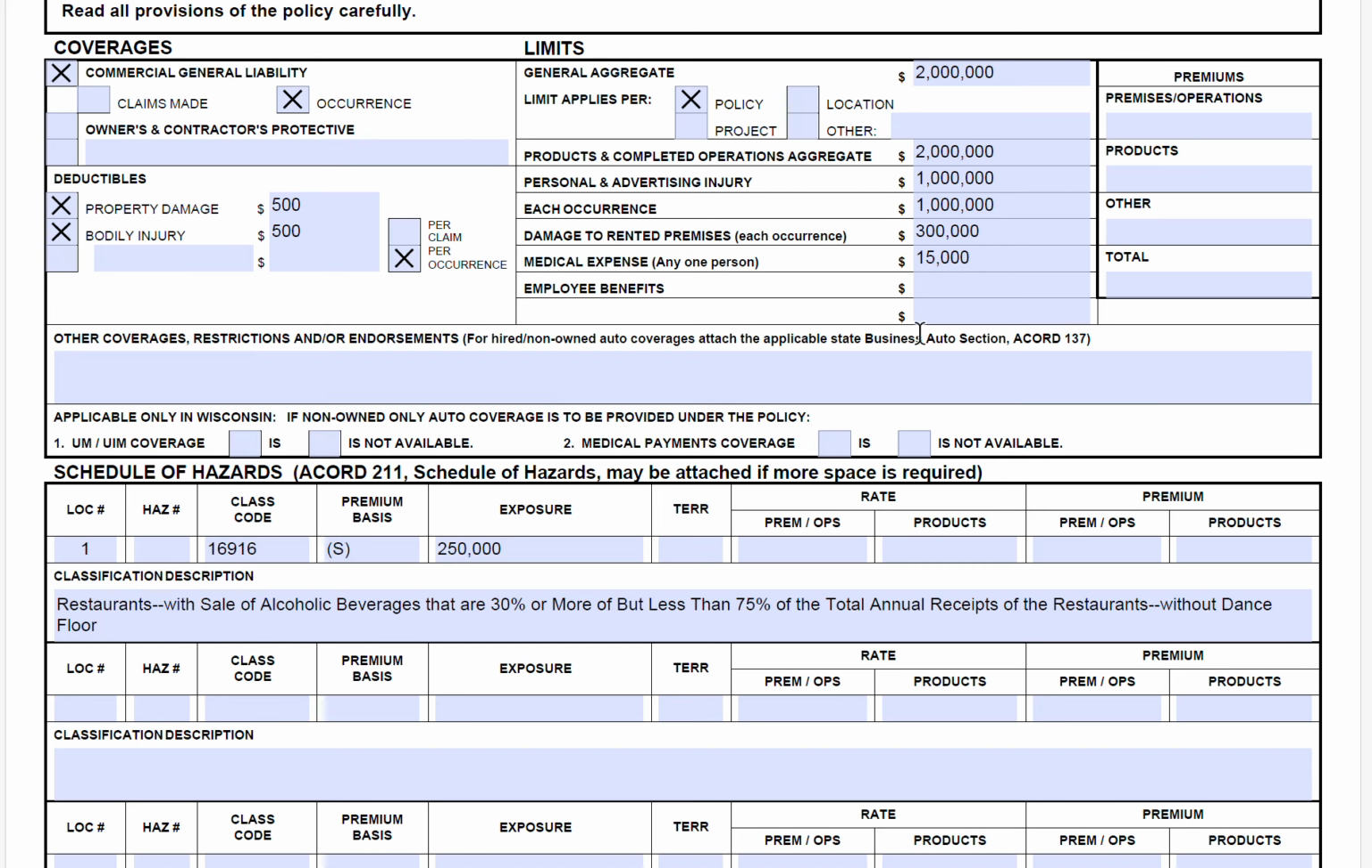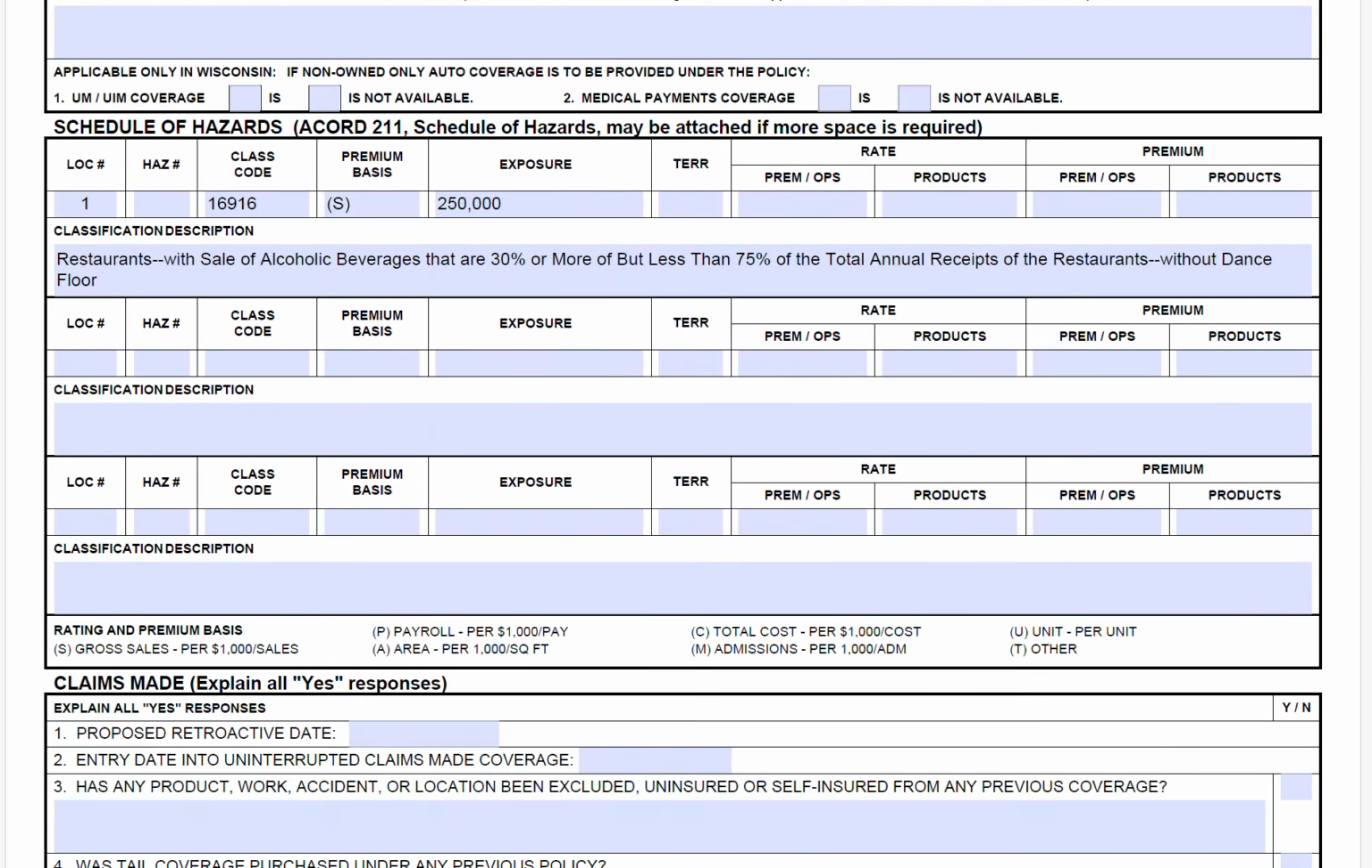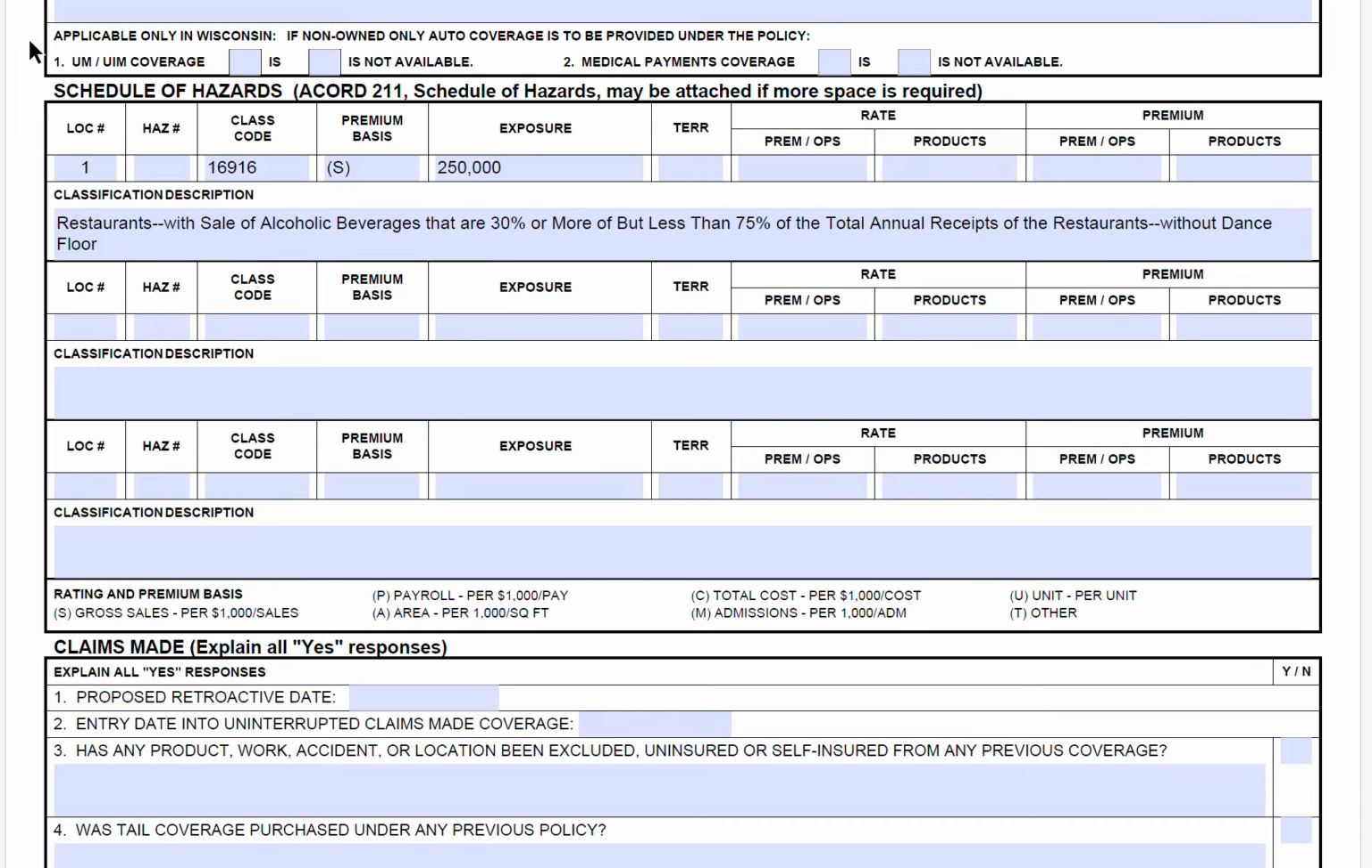They could have the non-owned auto you're trying to get as well. If you're in Wisconsin and non-owned auto coverage is to be under this policy, you do need to click these buttons whether UIM coverage is or is not available, and same with medical payments coverage. For any other state, you don't need to even fill this out.